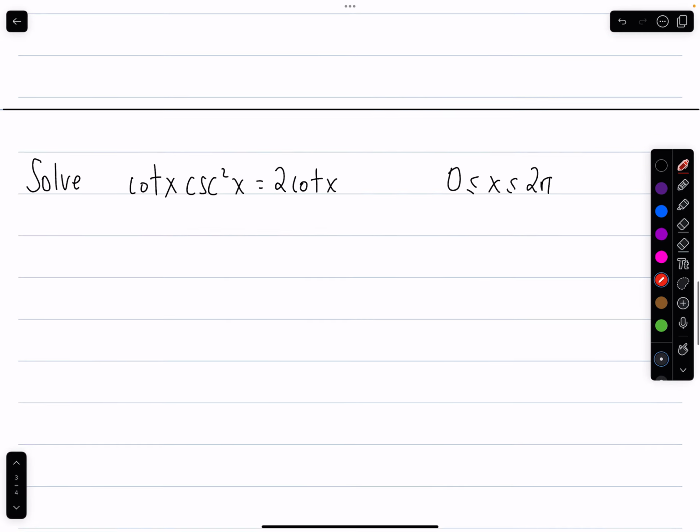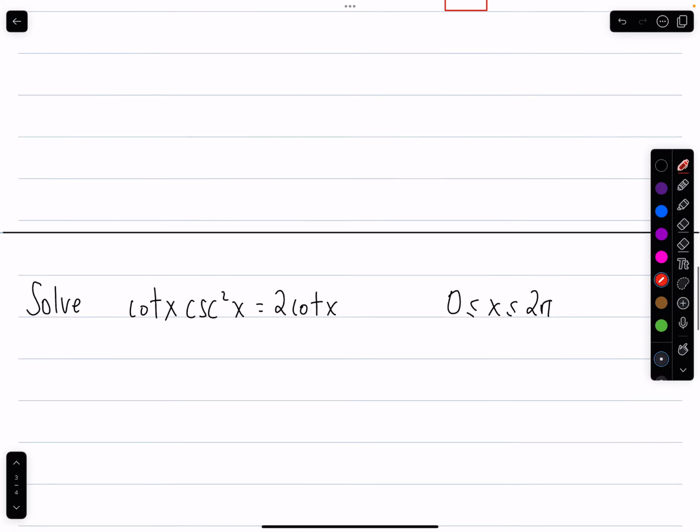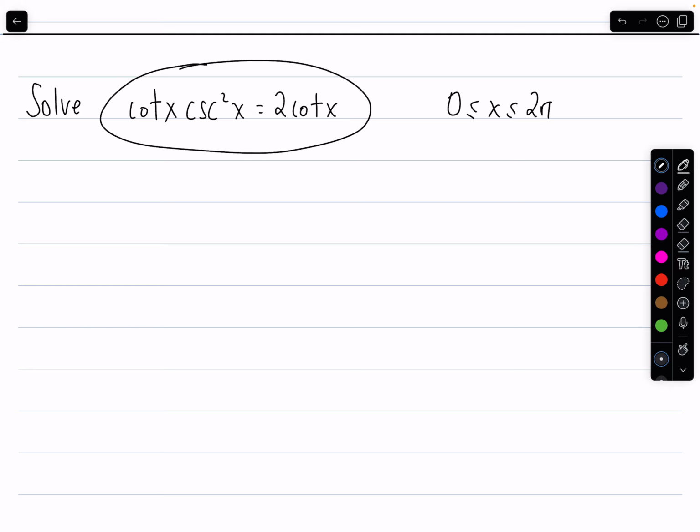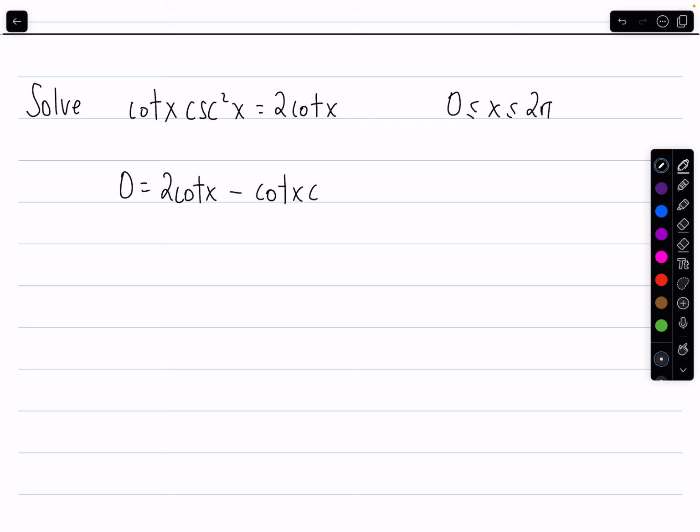Okay, let's move on to our last question, question 3. This one's a little interesting, right? The previous questions had 0 on one side of the equation, but here it's a certain function equals another function. So what we need to do is first bring everything to one side to be able to solve this kind of question. So the first thing that I'm going to do is say 0 is equal to 2 cotangent x minus cotangent x cosecant squared x.